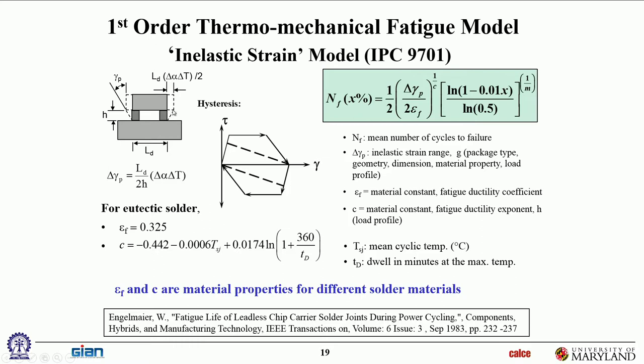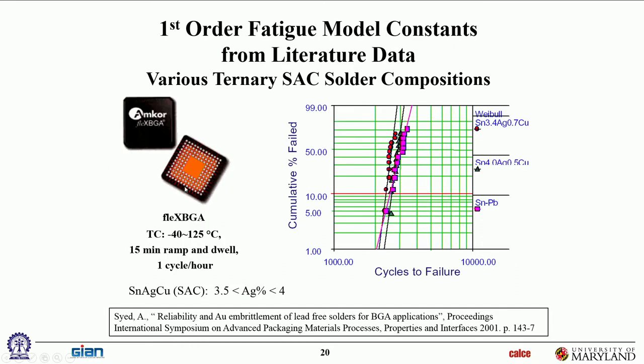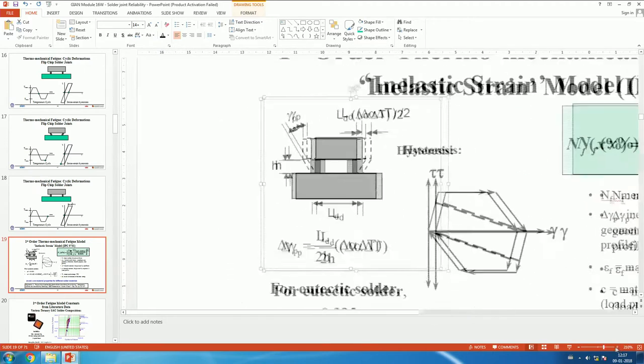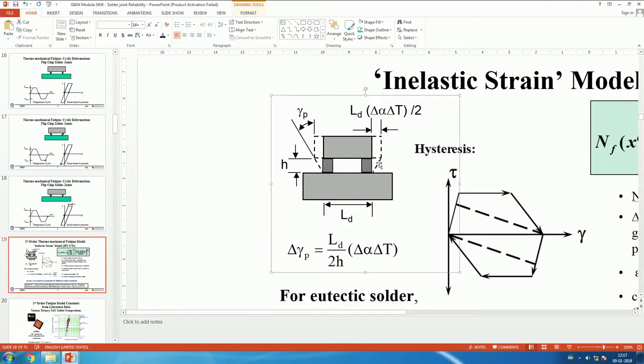Let's zoom in there. So this is the mismatch in the deformation, and divided by H, which is the height, gives you that angle, and that angle is defined as the shear strain. So L_D delta alpha delta T over 2 divided by H gives you a very crude estimate of what the shear strain is. Okay? Yes?